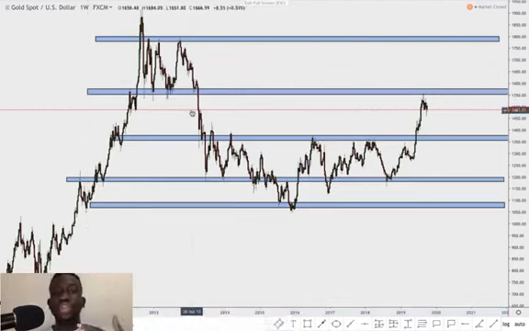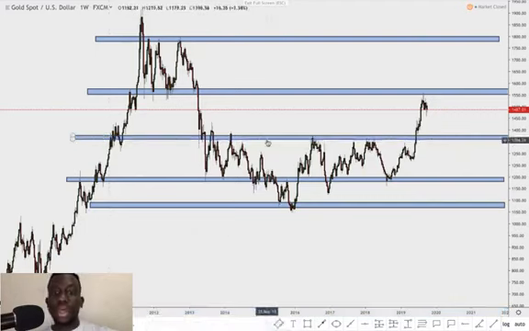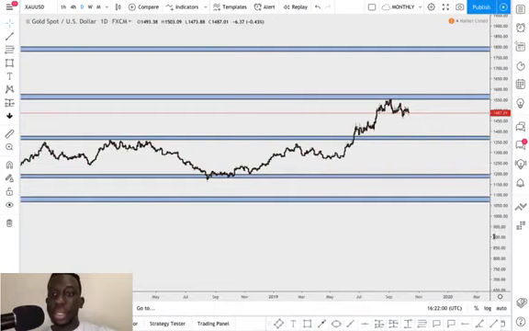Good. Now that I've been able to draw my levels on the weekly time frame, I'm done with my weekly time frame. I can now go over to my daily time frame. So let's switch over to the daily time frame to see what exactly is happening.